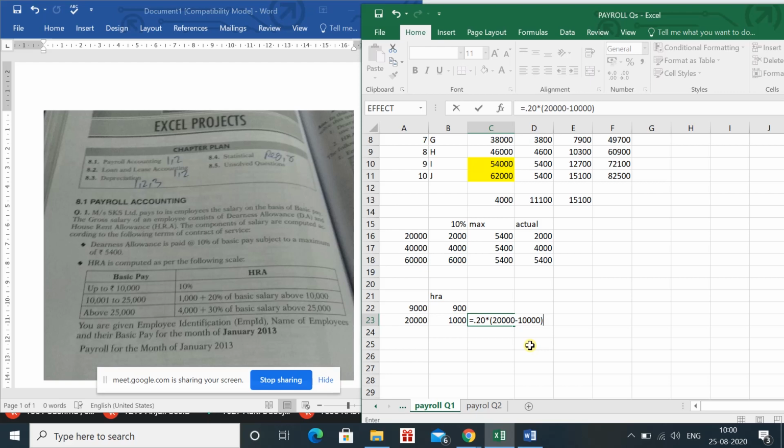So if your salary, why did we subtract 10,000 from it? You can see in the question that it is saying 20% of basic salary above 10,000, means the salary which is in excess of 10,000, of that amount you will calculate the 20%. You will not calculate the 20% directly on the basic salary. The salary which you are receiving, उसमें 10,000 से above जो value है उसका आपको 20% calculate करना है.